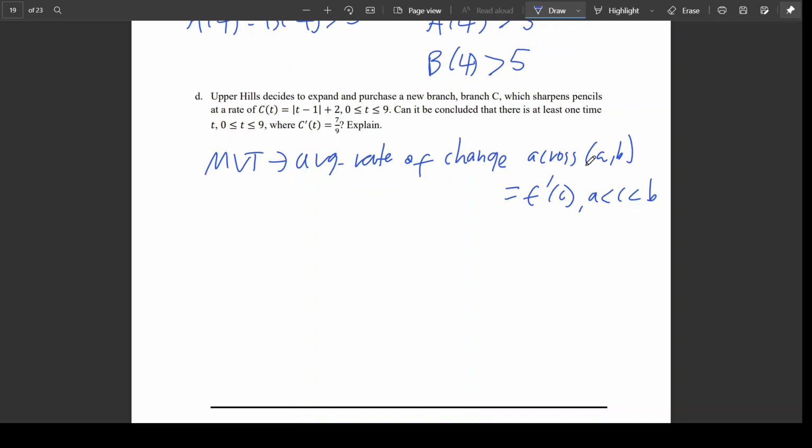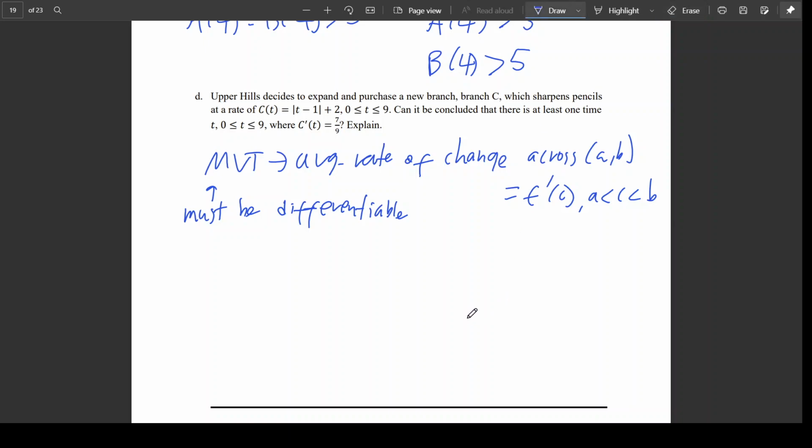Now there are some conditions though, right? This only works if the function is differentiable across the entire interval. So they must be differentiable. Now you'll notice something interesting about this function. It's an absolute value function. It's the absolute value of t minus 1 plus 2. So at t equals 1, right, it looks like this sharp point here. So this actually is not differentiable at t equals 1. The c function is not differentiable there.